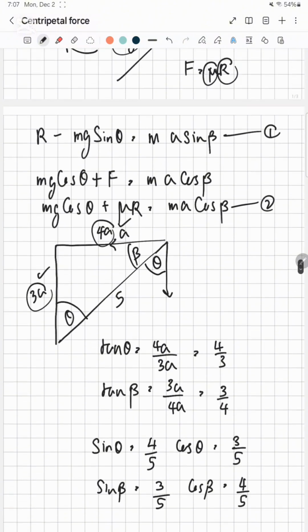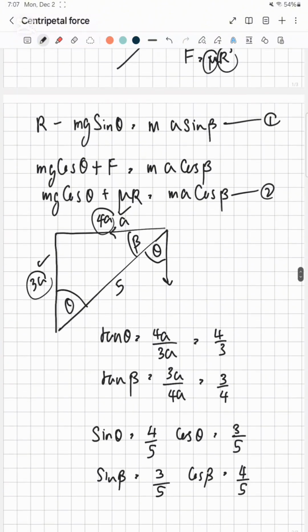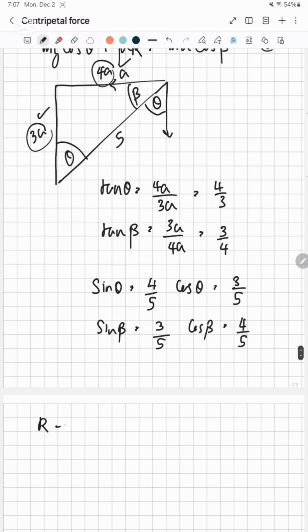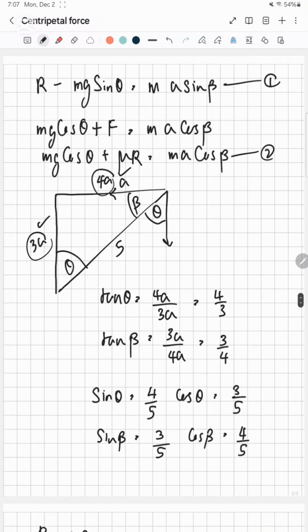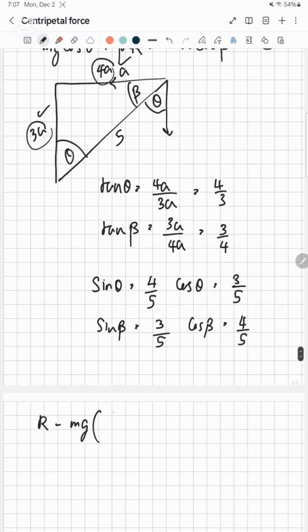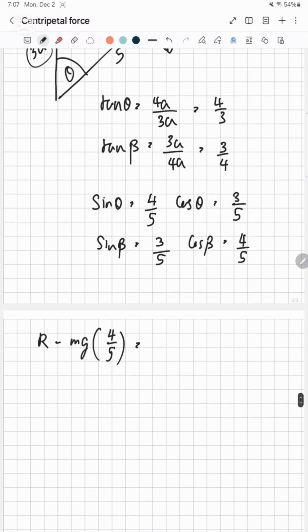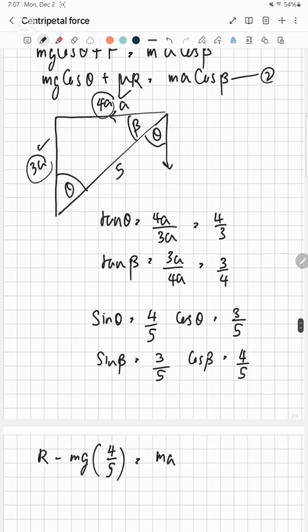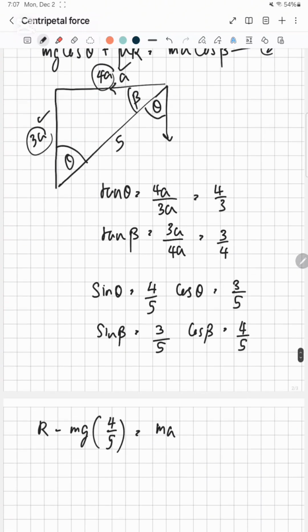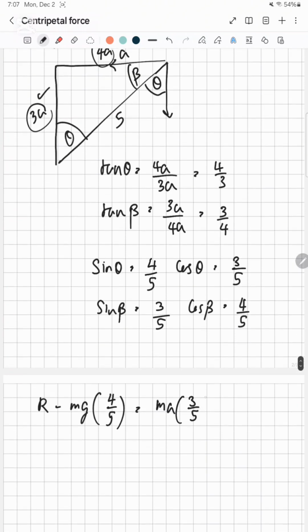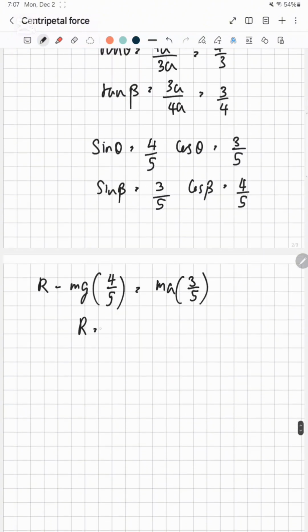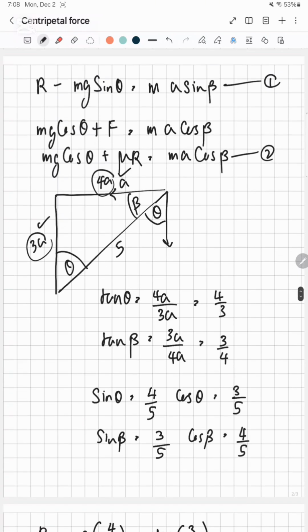Okay, now we go back to our equations. So you can write R minus mg sine theta. So instead of sine theta, you write 4 over 5, equals to ma sine beta. So sine beta is 3 over 5. So write 3 over 5. So you can write R equals 3 over 5 ma plus 4 over 5 mg. We take this as our third equation. Okay, so now we found one. Now we have the other one.